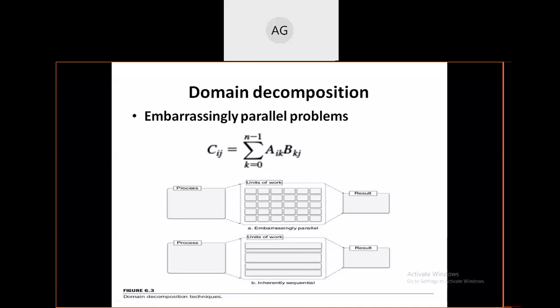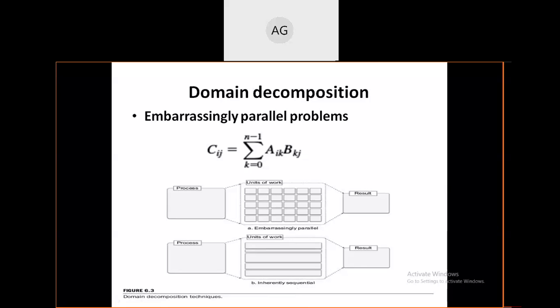The next, with the help of inherently sequential, here we are using n number of units of work. Here also we have taken the processes, the units of work and results. Inherently sequential means here once again we are using the schematic representation of decomposition, with both the embarrassingly parallel as well as the inherently sequential. Here we are using the matrix product computation, where each resulting matrix uses linear combinations.